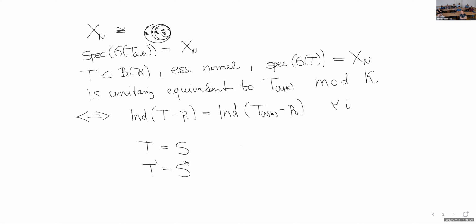Now, if I take S plus S star, I add some compact, and then I get something trivial. So I sum these and get something trivial. So the extension with this essentially normal operator has an inverse given by its adjoint. Okay, fine. Can you go back to the previous slide, please?